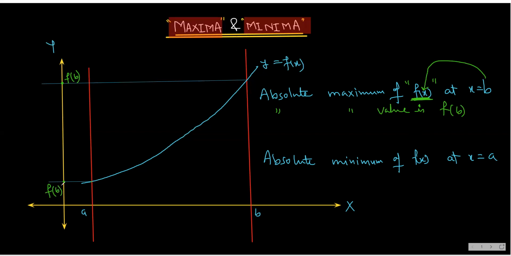The function value is always taken on the y-axis. This is absolute minimum. Now remember, students, here let me write: absolute minimum of f of x is f of a. Absolute minimum value is f of a.